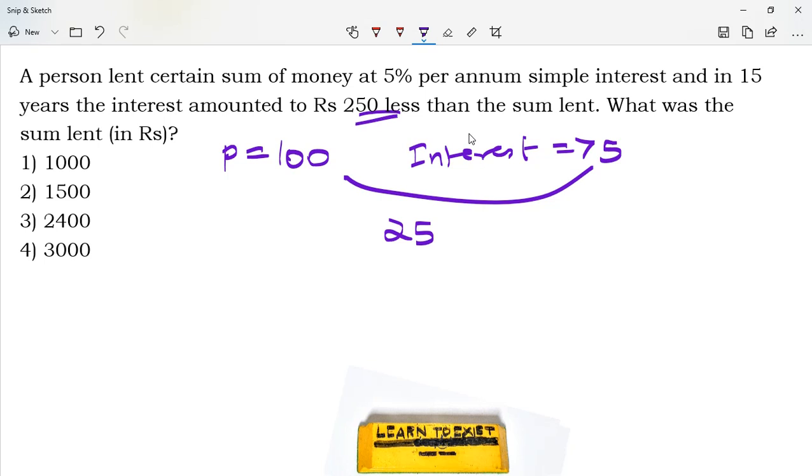Okay. So we just need to put a zero at the end of each of these numbers to get the right numbers. Okay. So this will be right. Okay. What was the sum lent? It will be 1000. Option 1 will be the answer.